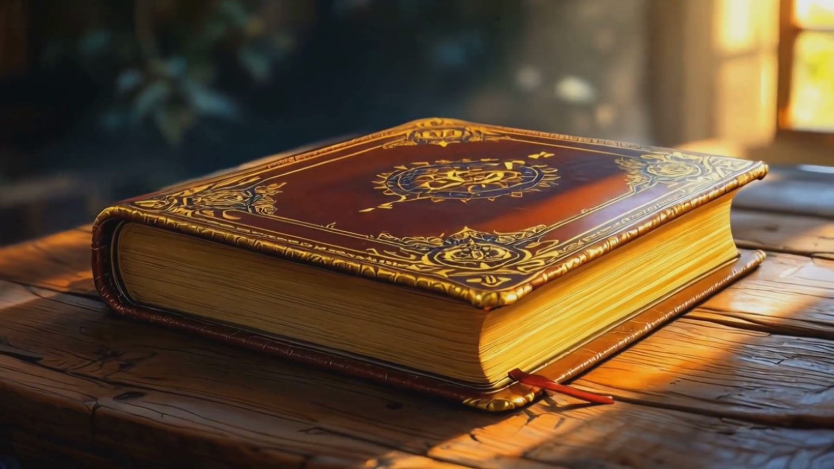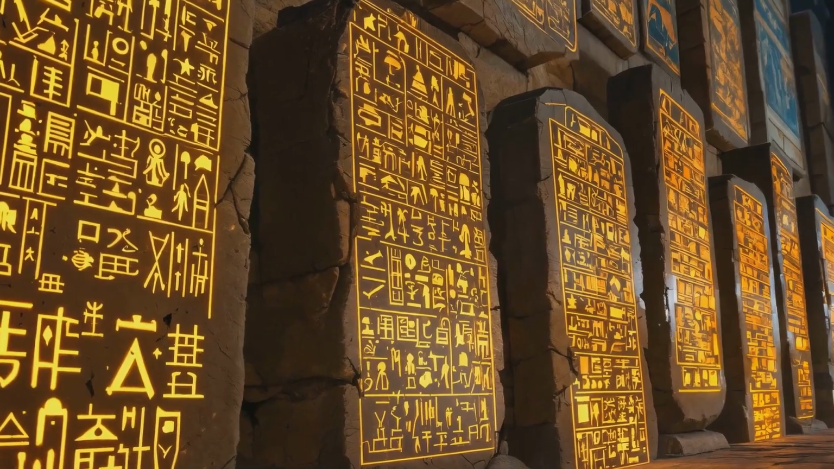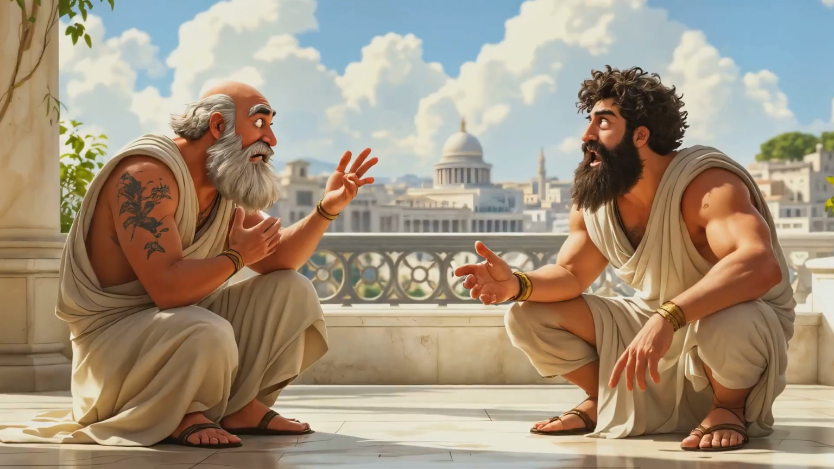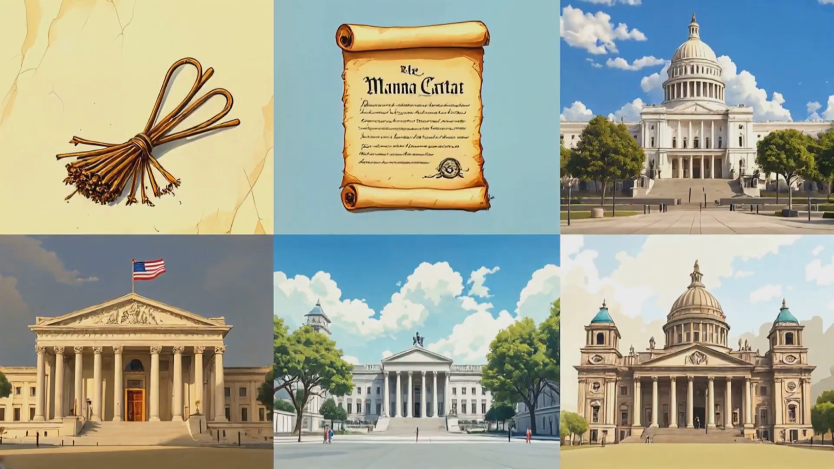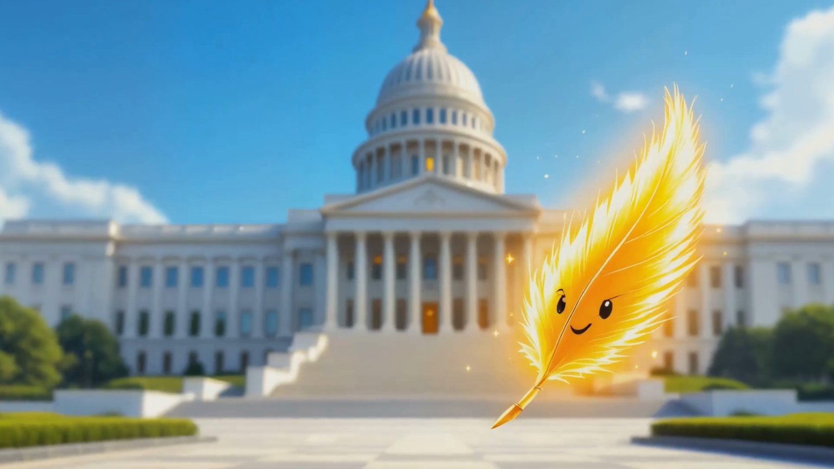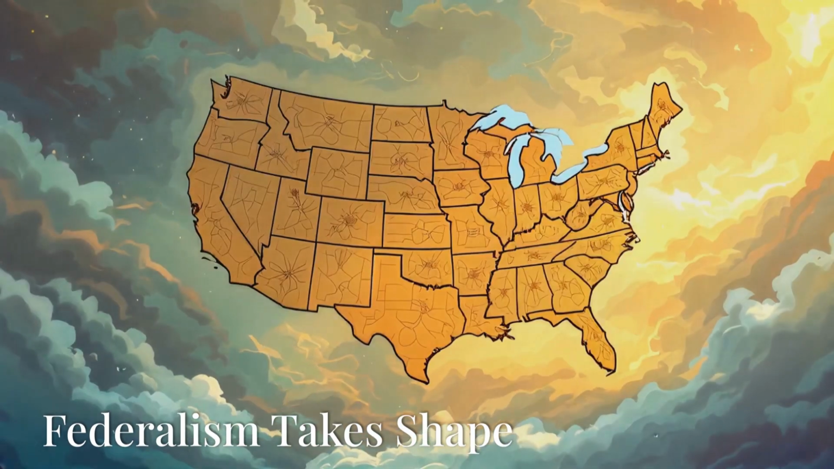Where did the original idea of government come from? Influences stretch back through history, from religious texts like the Bible to ancient civilizations, and philosophers who debated how societies should be organized. All these ideas laid the groundwork for what would become our own government.